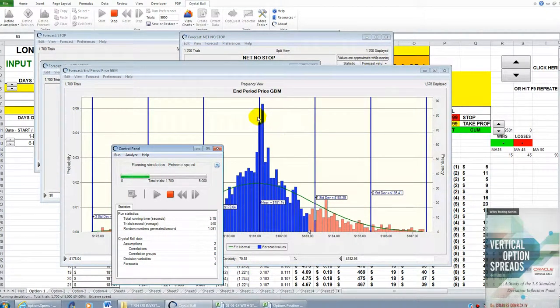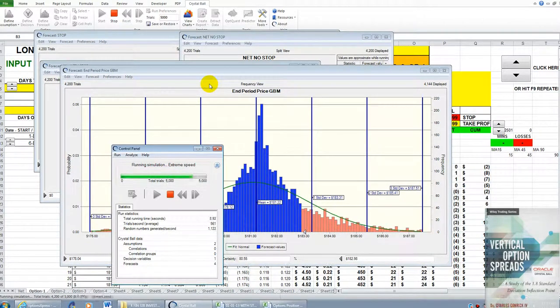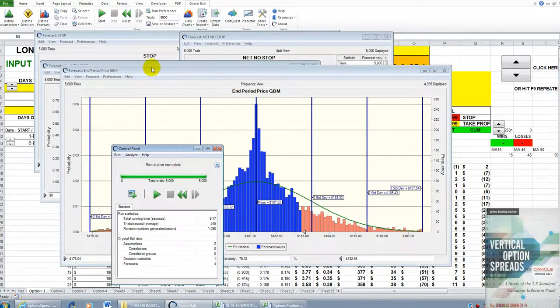So let's take a look at the net with stop sheet, which will come up here in just a moment. You're looking at the big picture is the stock price.